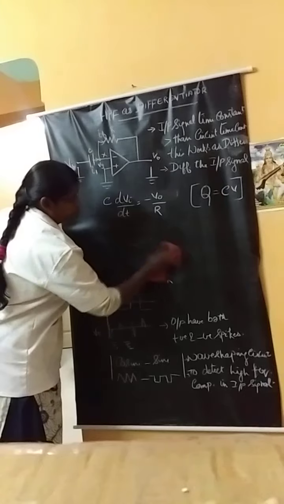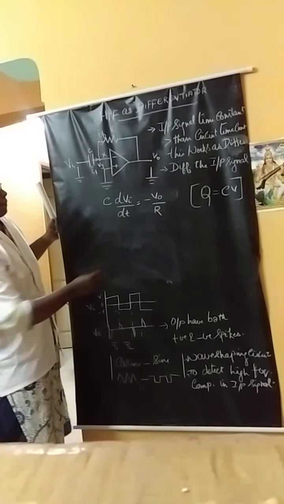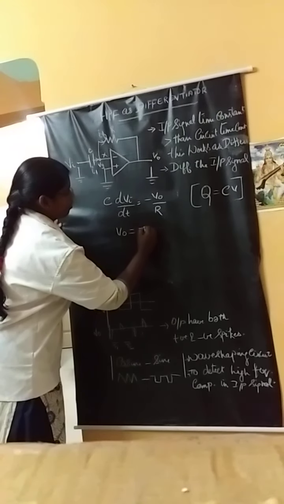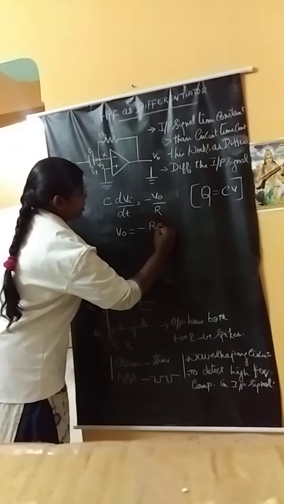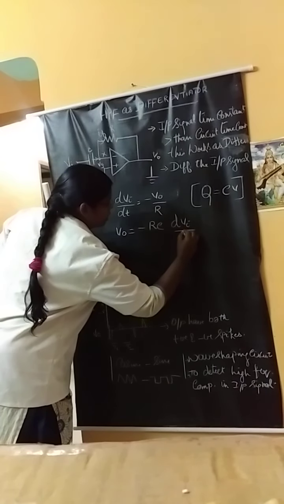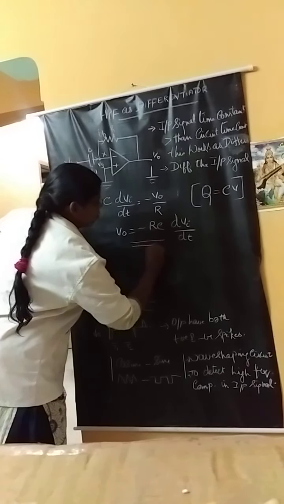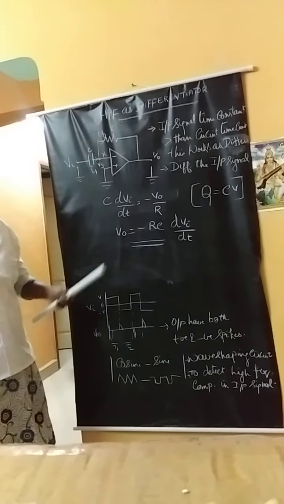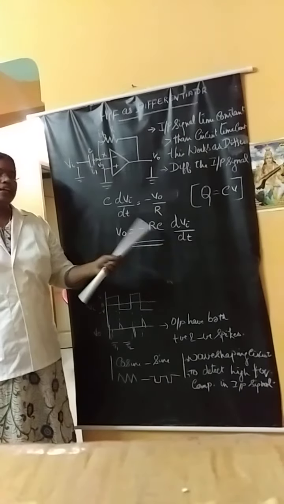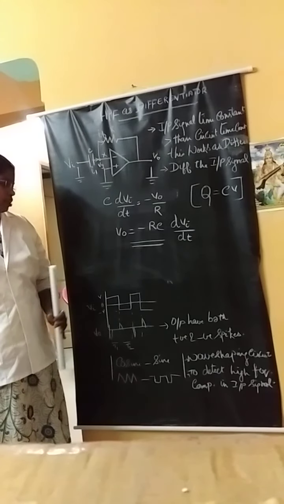Now the equation becomes V0 equal to, cross multiplying, minus RC dVi by dt. This is the final solution. Therefore the output voltage V0 equal to minus RC dVi by dt is the mathematical solution.